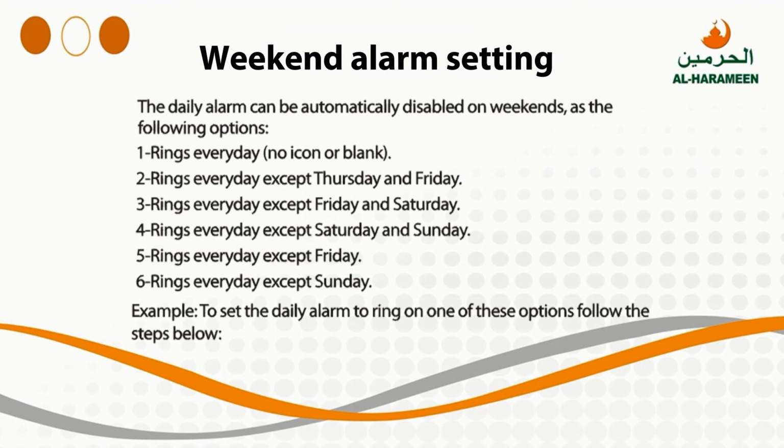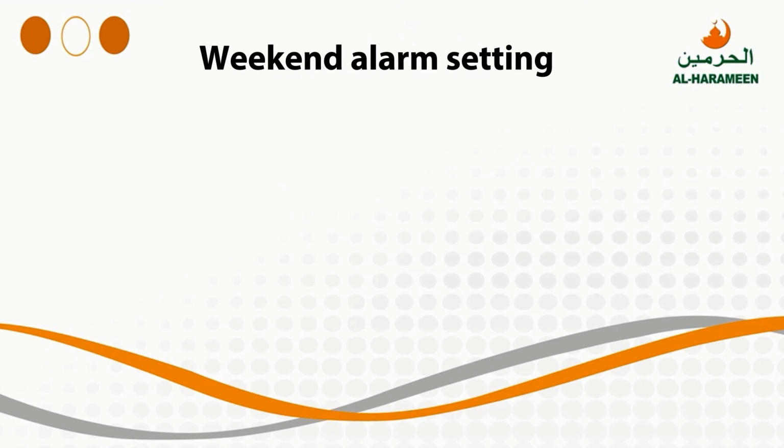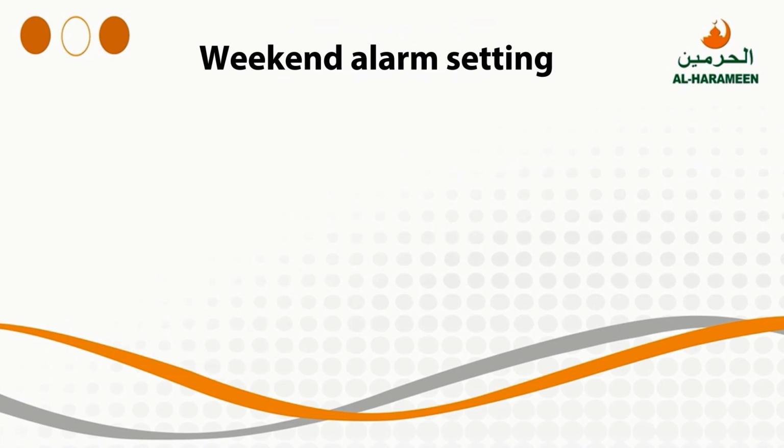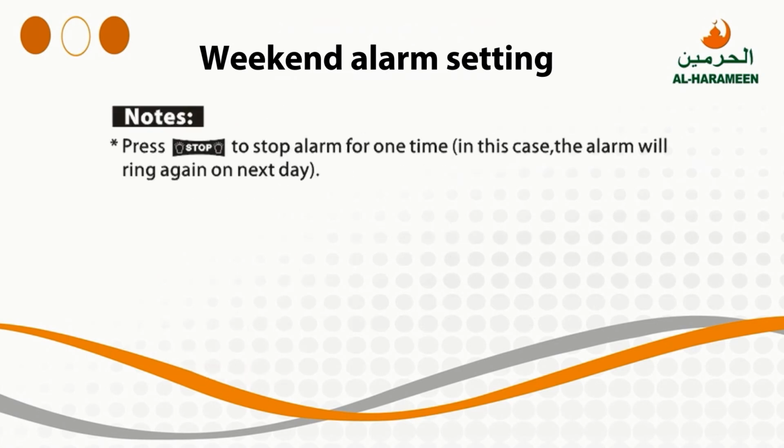Example: to set the daily alarm to ring on one of these options, follow the steps below. 1. To select weekend days, press D/alarm 3 seconds, then press set twice. 2. Use up or down to adjust, then press set. 3. Press exit to finish setting. Notes: press stop to stop alarm for one time. In this case, the alarm will ring again on the next day.